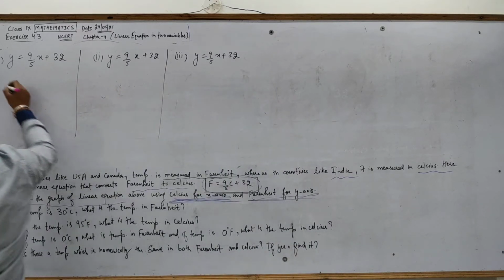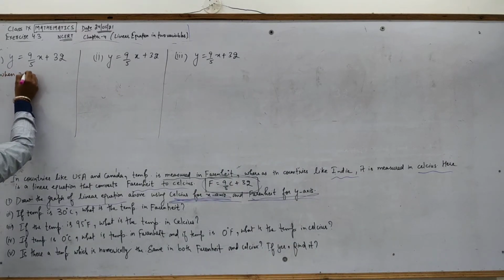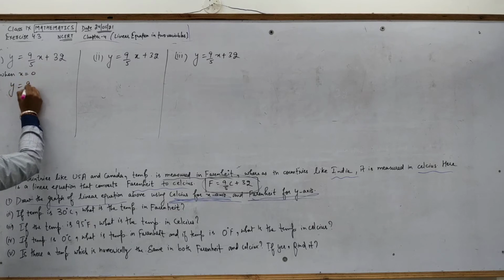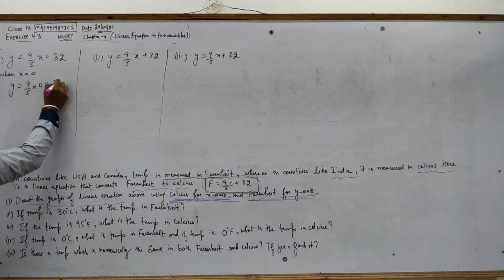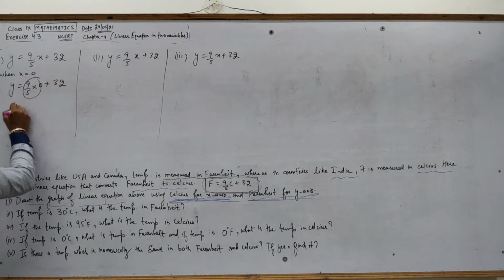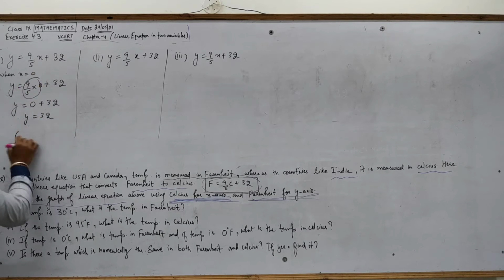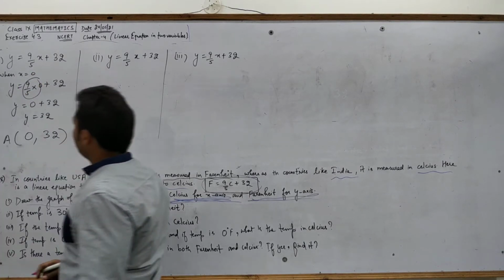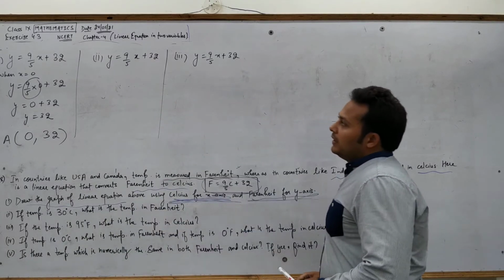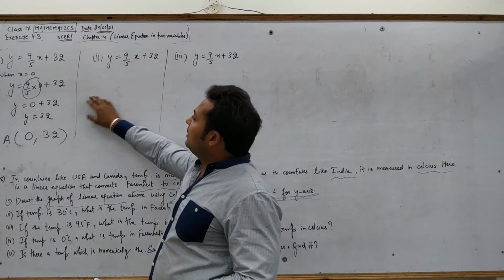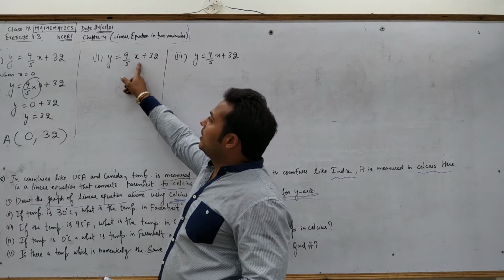Assume different values for x. When x is 0, y equals 9 by 5 multiplied by 0 plus 32. 9 by 5 multiplied by 0 is 0, then y equals 32. So we have taken x as 0 and y is 32, our first point. Take x in such a way that it's easier for us to do calculations.